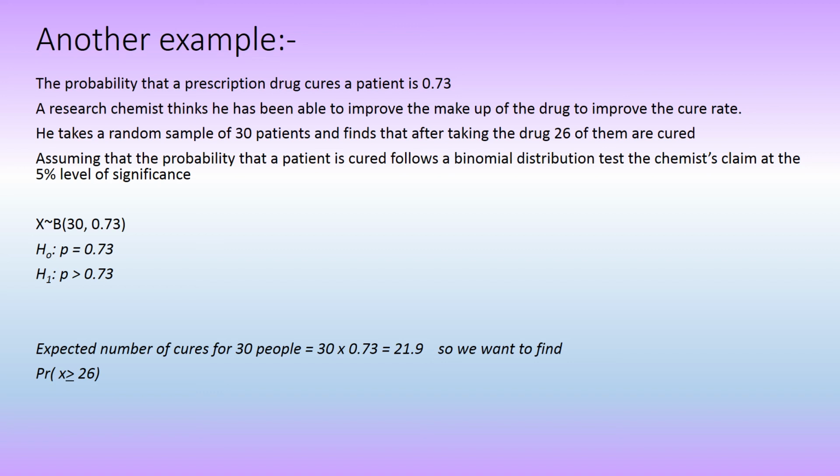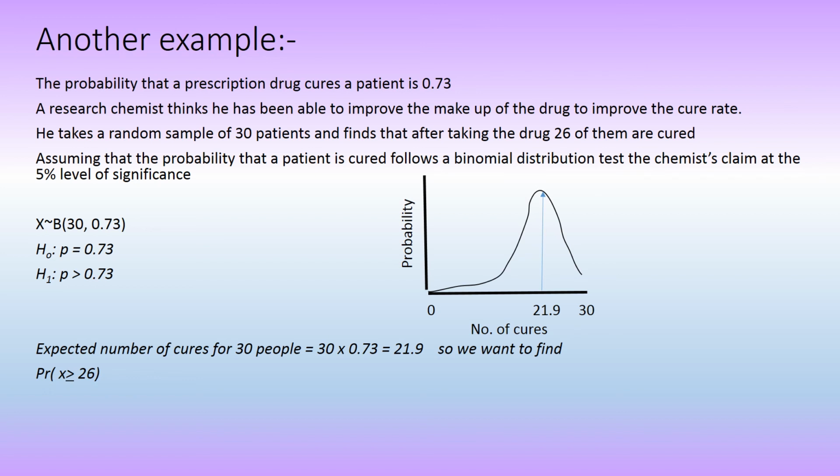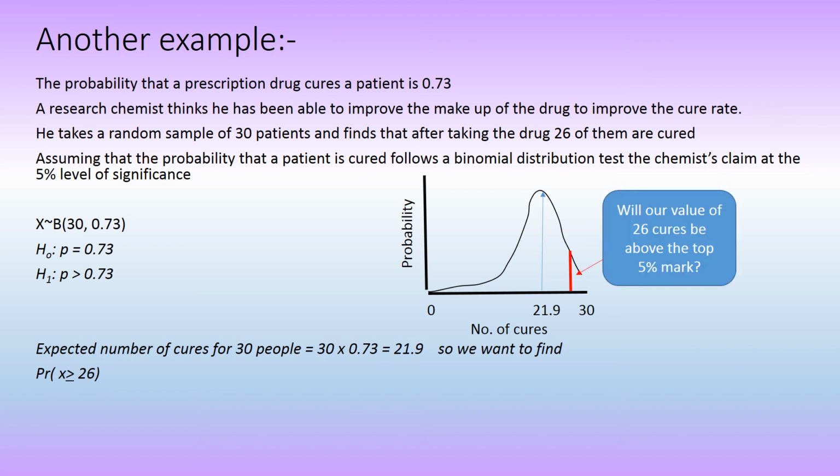So we're going to have a look. Now his 26 is greater than the expected value of 21.9, so we want to look at the top end of the probability distribution. So we want to find out the probability of the number of cures being 26 or more. So let's take a look at that as a graph. There we go, number of cures 0 to 30, and our expected number of cures 21.9, having the highest probability. I've put a marker on there of where the 5% is, and I'm really asking, will our value of 26 cures be above that top 5% mark?